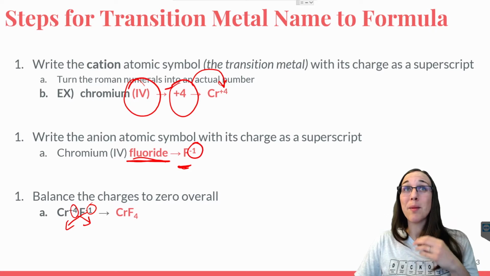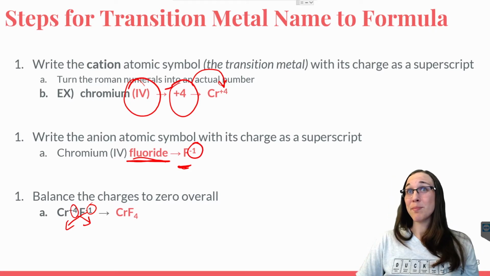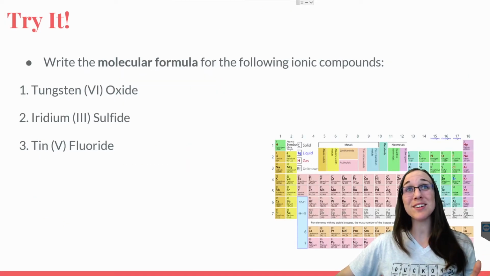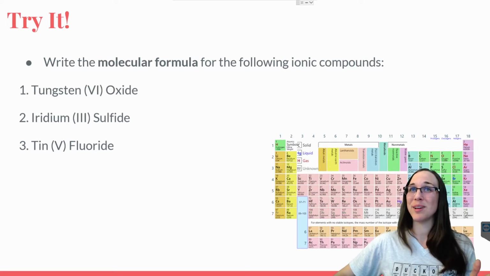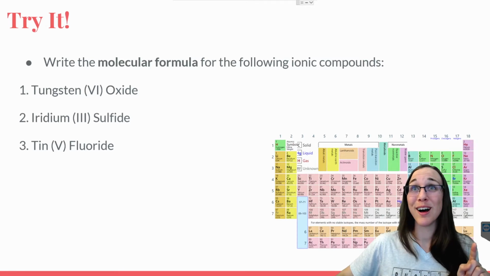That's how we get from the written name to the molecular formula if an ionic bond happens to include a transition metal. All right, you think you got it? Go ahead and pause the video here and see if you can answer the molecular formula for the following ionic compounds, including transition metals, on your own. And pause now.